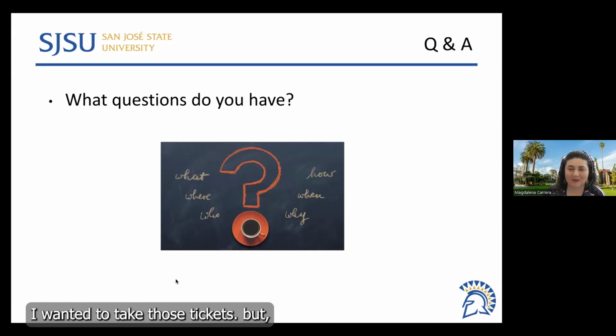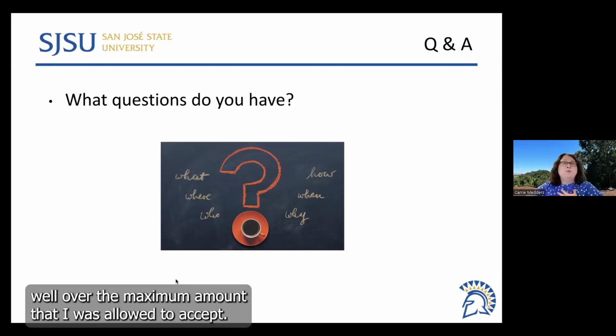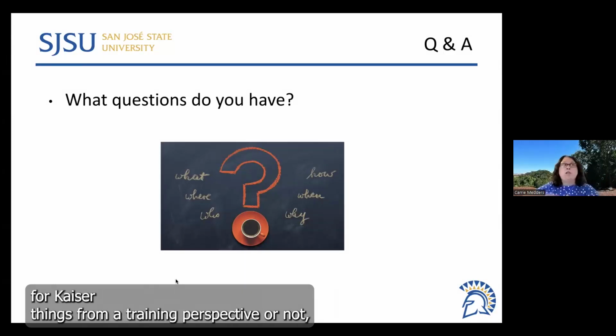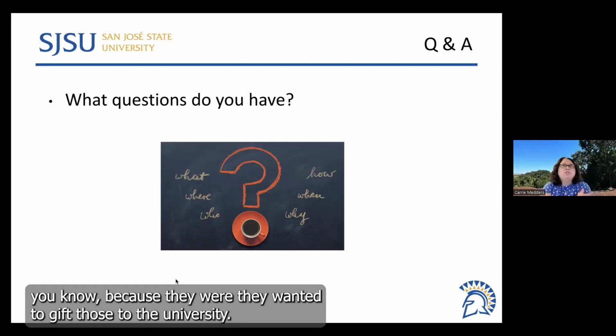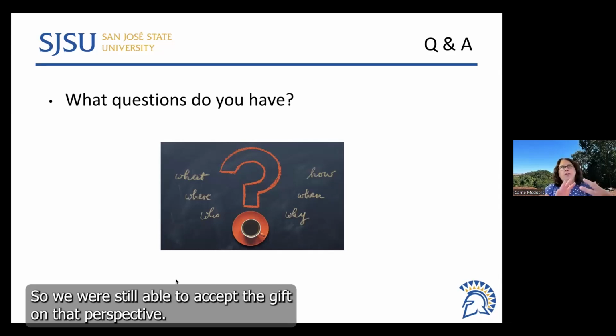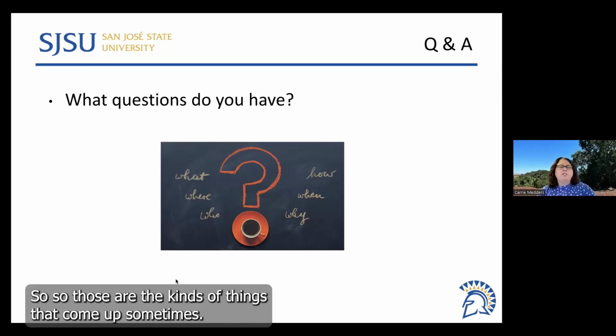But A, I knew that was not a good look. B, I knew they were well over the maximum amount that I was allowed to accept. As a filer and someone who has great influence on whether we pay for Kaiser things from a training perspective or not, I had to say no. It hurt me a lot. Because they wanted to gift those to the university, some of our staff who are not conflict of interest filers were able to go, so we were still able to accept the gift, but I just couldn't be involved with any of that.